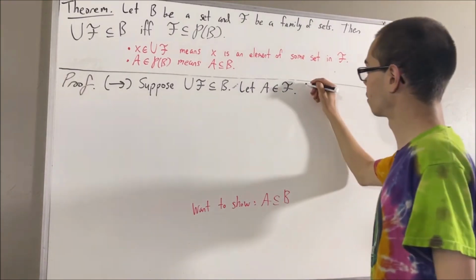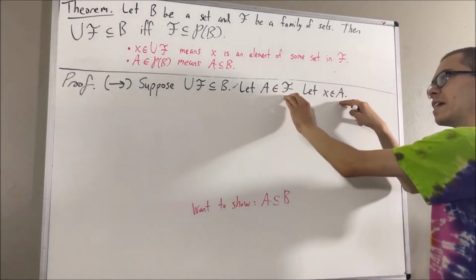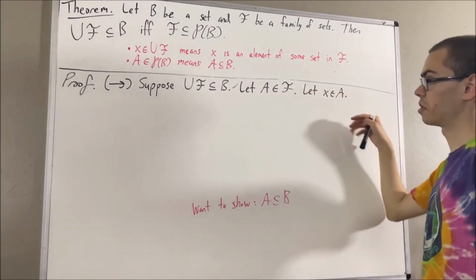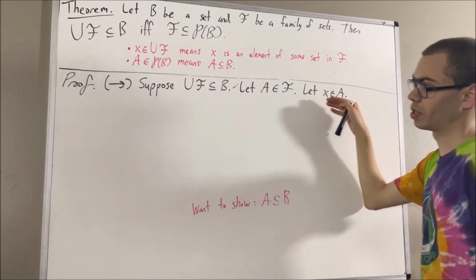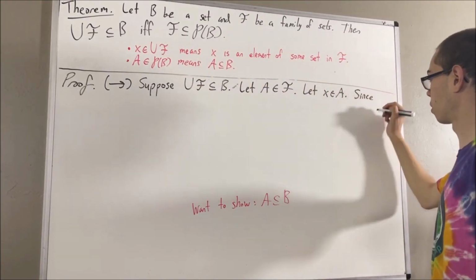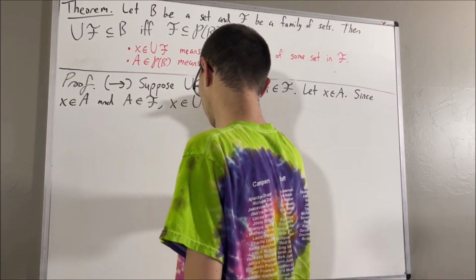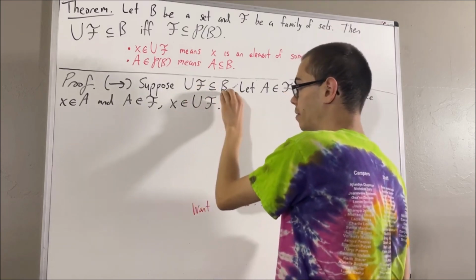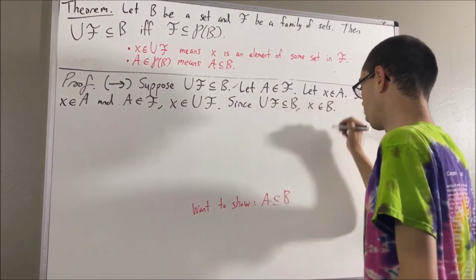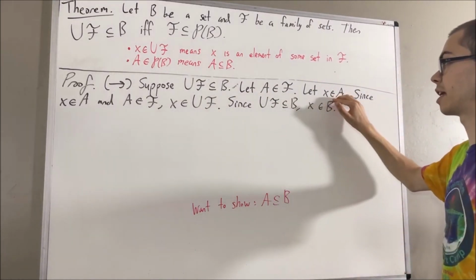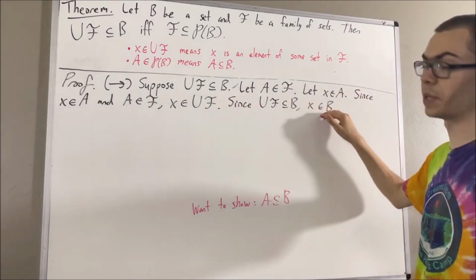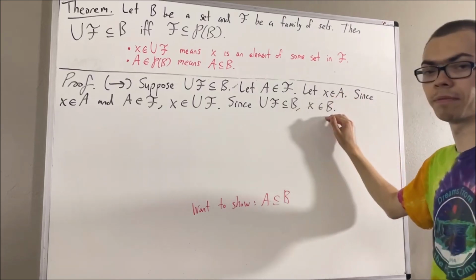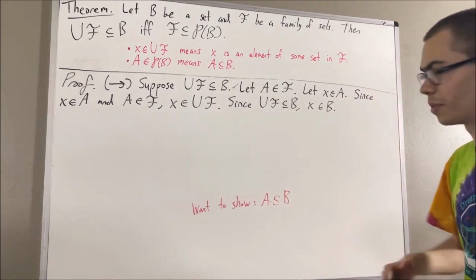I'll call it X. Well then, we see that X is an element of a set in F, namely A. So this tells us that X must be an element of the union of F. But since everything in the union of F lies in B, X must also lie in B. So we see that under the assumption that X is an element of A, we have that X is an element of B. Since X was arbitrary, this means that everything in A is also in B. So we have shown that A is a subset of B.